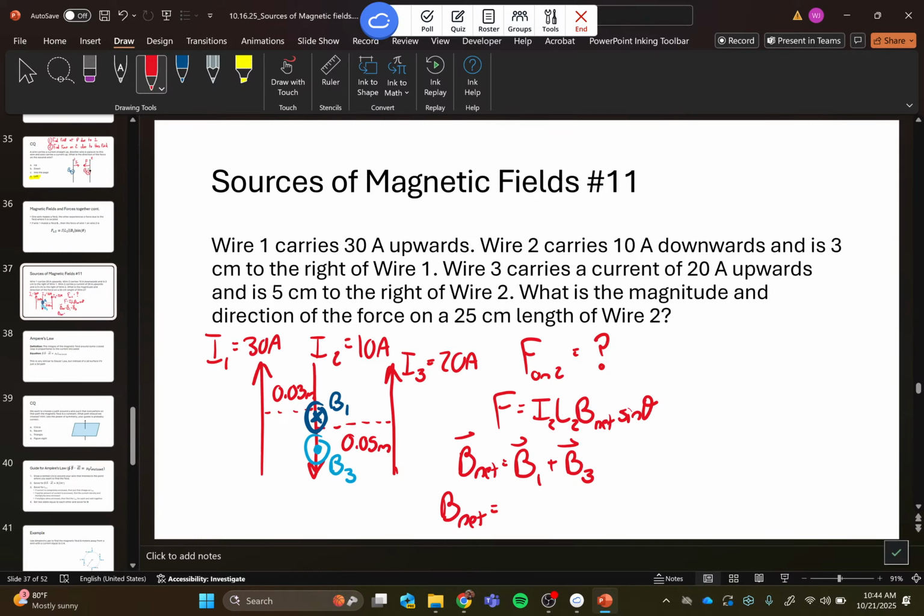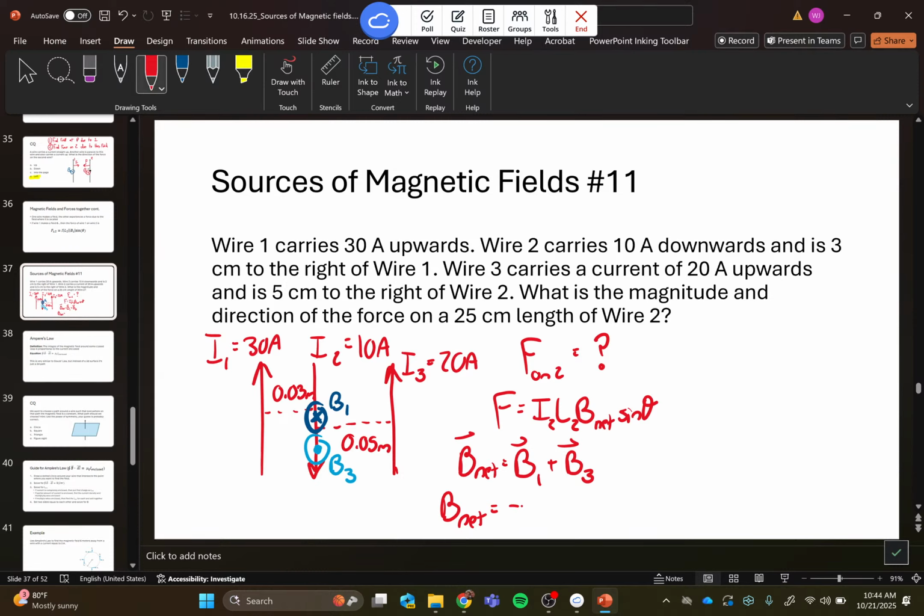All right. So, to clarify, when we then find the B net, I'm no longer going to write these as vectors because we're going to add them together. These are anti-parallel. I'm going to define out of the page as positive and into the page as negative, because that's what most people would probably want to do. So, B3 is going to be positive. It's out of the page. B1 is going to be negative.